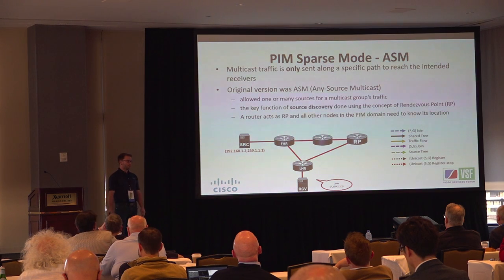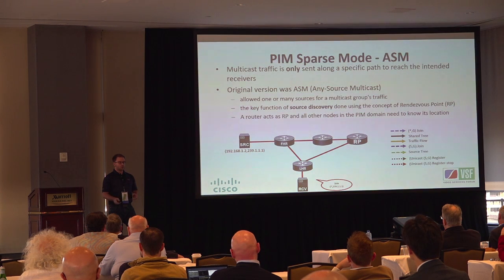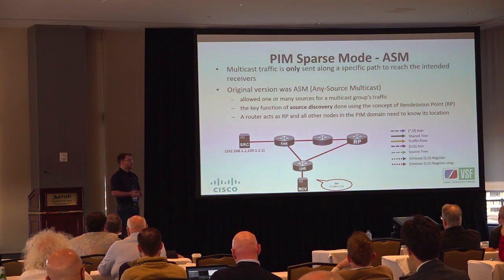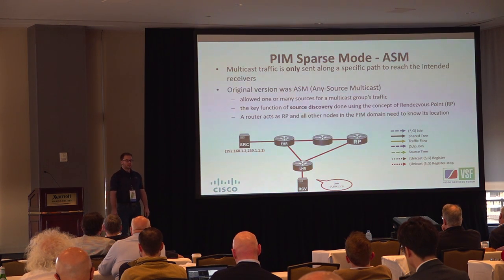So PIM Sparse Mode was created. This is traditionally used with ASM and was originally invented for ASM. Multicast traffic is only sent along a specific path to reach the intended receivers. So Any Source Multicast, you can have multiple receivers for a multicast. I'm sure we all know that. You can have some people send out to the same group. But when you're doing ASM with PIM Sparse Mode, originally you would do a star comma G join, which means you join every single sender that is participating in that group. So source discovery is actually done using the concept of a rendezvous point.